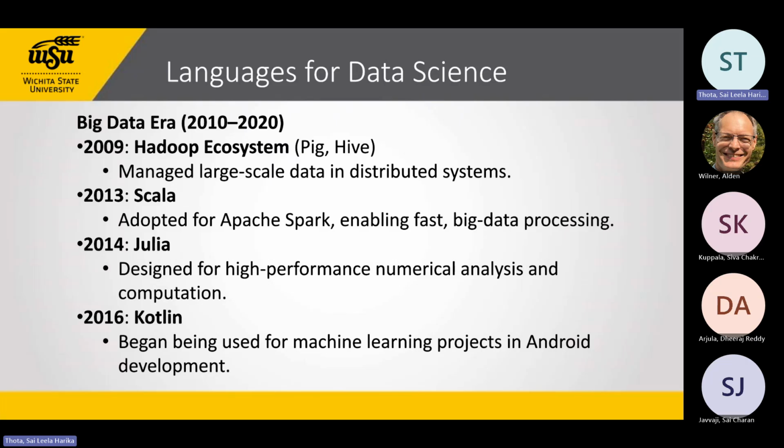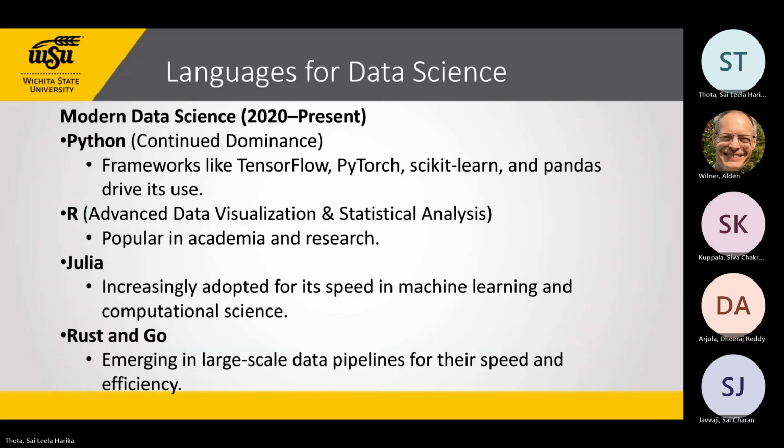And this is the big data era. So simply from 2010 to 2020, what are the languages that are present? If you want information, you can just go through this slide. Languages for data science: Python, we already know about that, and R, Rust and Go. Yeah, Rust and Go, those are emerging in large scale data pipelines for their speed and efficiency.